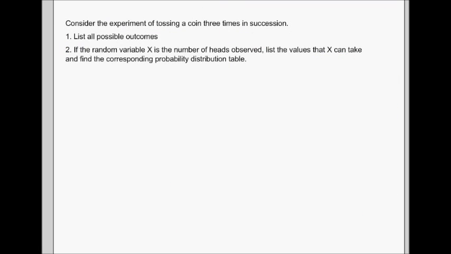Let's move on to the second question. Consider the experiment of tossing a coin 3 times in succession. List all possible outcomes. So a coin has two faces. It is either H, H, H, all three heads, or it could be H, H, T, or it could be H, T, H, or it could be H, T, T.